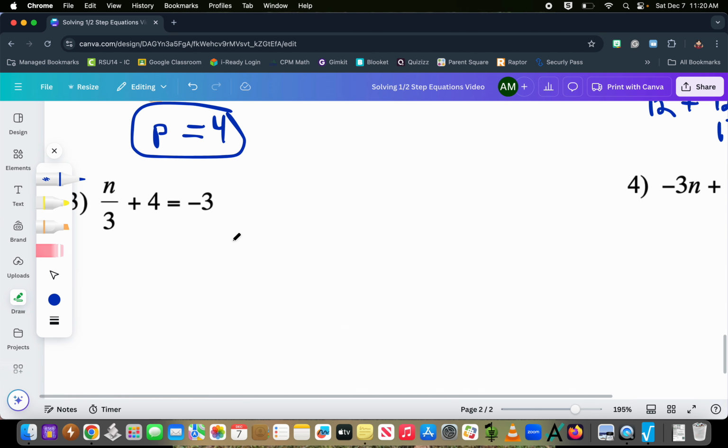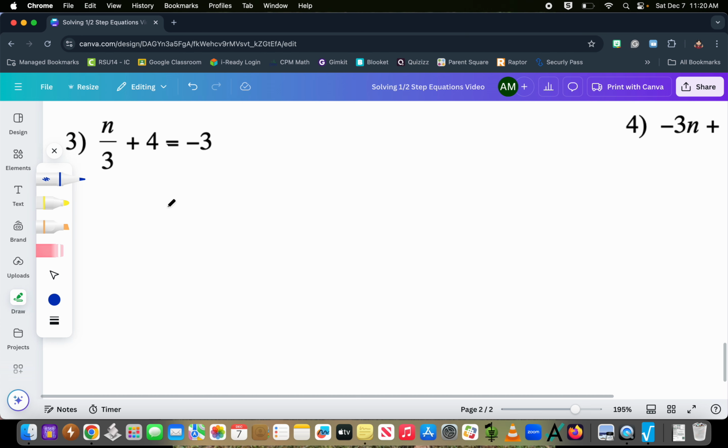Okay. Taking a look at this one down here, number 3, I'm not going to rewrite it as anything else. I'm going to leave it just as it is. And I, again, look right here and I see that I need to get rid of this first. And well, the opposite of addition here is going to be subtraction. So I need to subtract 4 from both sides. Again, 0 pair. Cancels out. Leaves just the variable on that side.